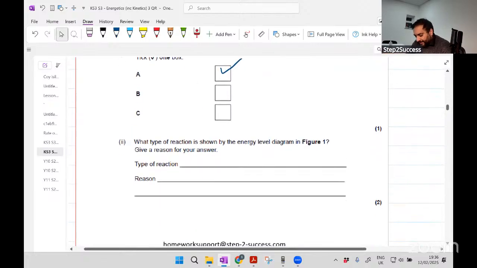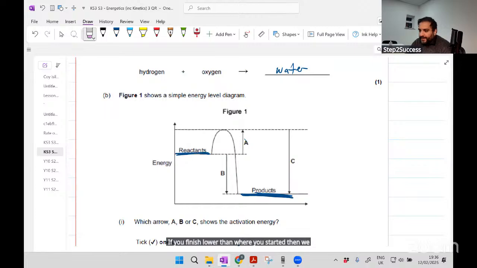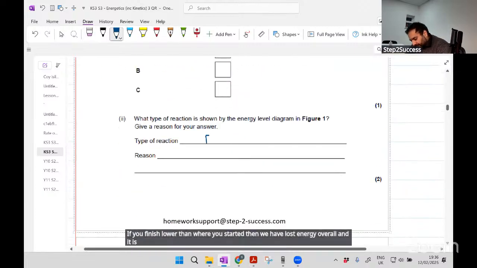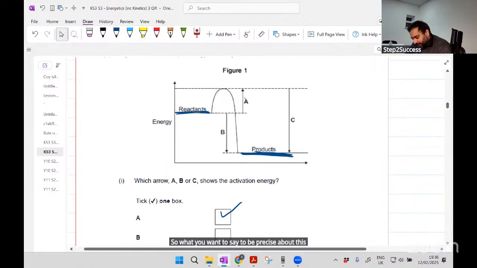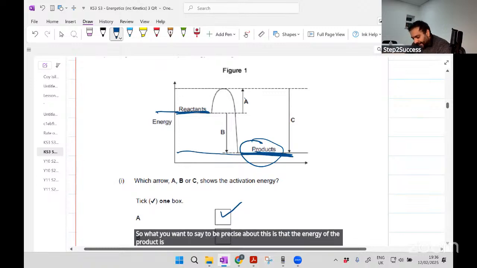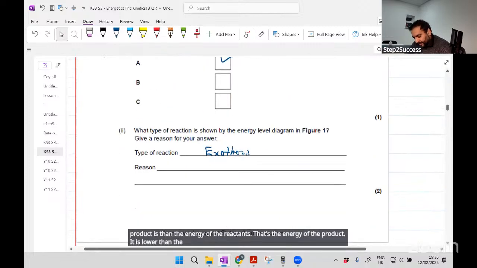What type of reaction is shown by the energy level diagram? If you finish lower than where you started, then we have lost energy overall, and it is an exothermic reaction. So what you want to say, to be precise about this, is that the energy of the product is less than the energy of the reactants. It is lower than the energy of the reactants.